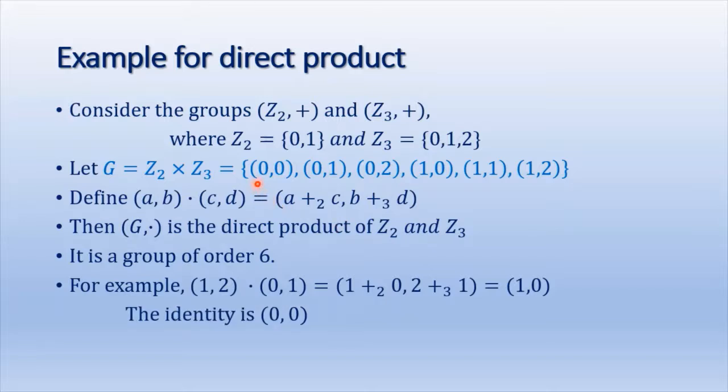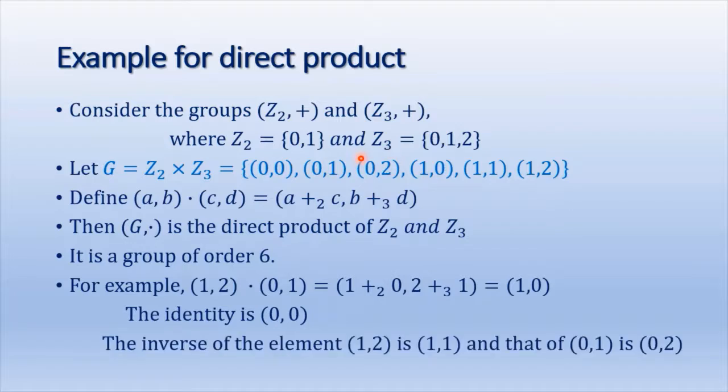The identity element is (0, 0), where this 0 is the identity of Z2 and this 0 is the identity of Z3. The inverse of (1, 2) is (1, 1) and that of (0, 1) is (0, 2). You can verify this. 1 plus 1 will give 0 under addition modulo 2. 2 plus 1 gives 3, which is equal to 0 under addition modulo 3. Similarly, for each element you can find the inverse.